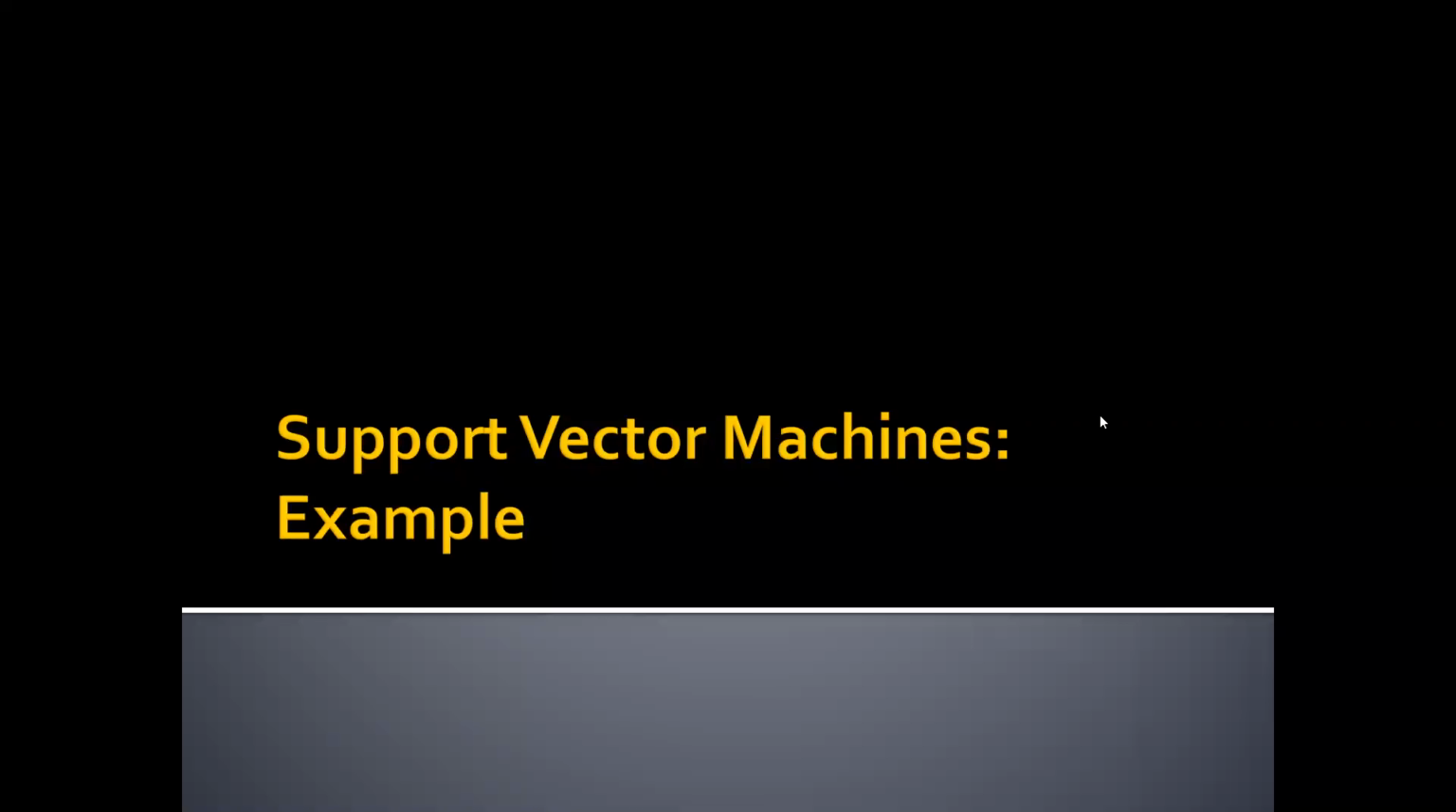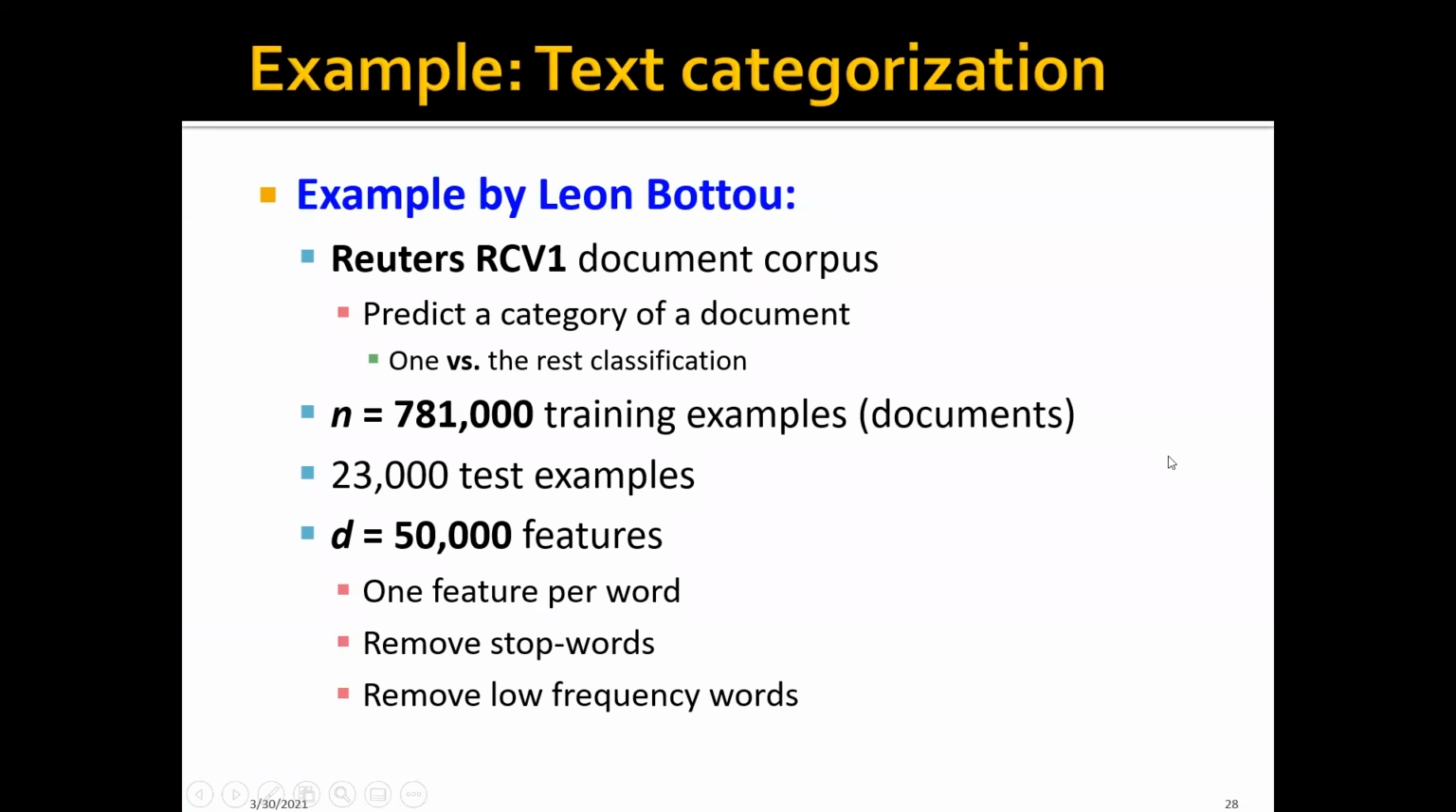In the previous part, we saw that stochastic gradient descent, or SGD, is much faster than gradient descent, and it can achieve similar performance as gradient descent. And here, let's compare them on a real-world data set to see if this is true. And the example task here is text categorization.